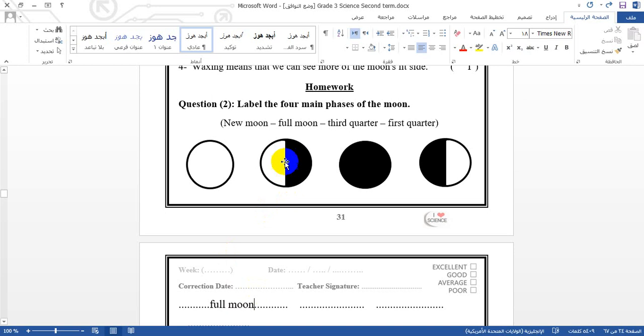Okay, the second one is what exactly? The second one is the third quarter moon. Okay, this one, the third quarter moon.